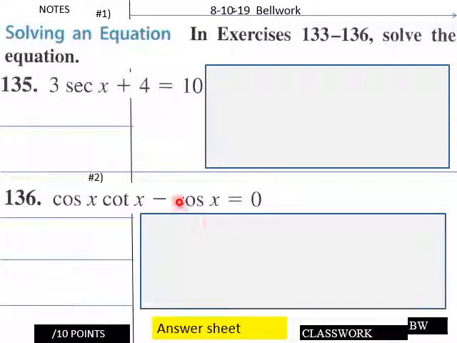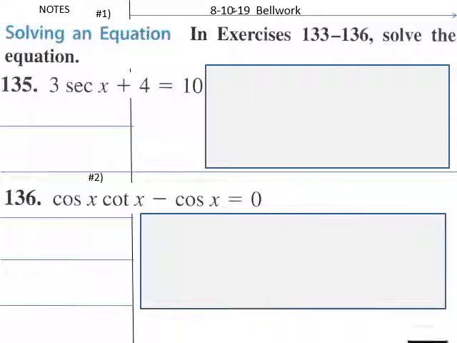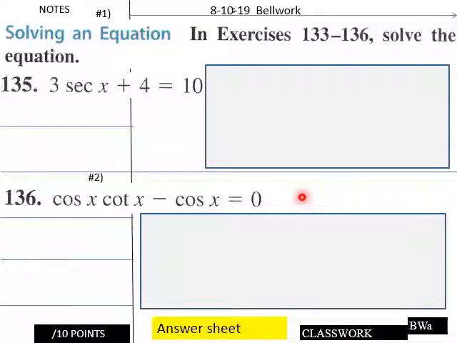Teachers, students, let's go into our bell work for today. Solve the equations. So you have two trig equations here to solve. Give your students 5 minutes for these, teachers. I'll be back in 5 minutes for the solution. Okay, back for solutions for today's bell work.